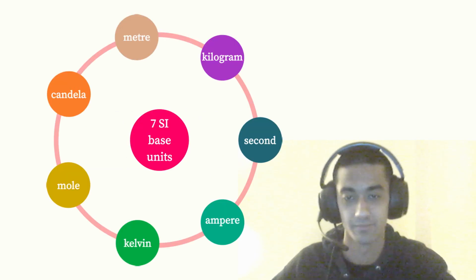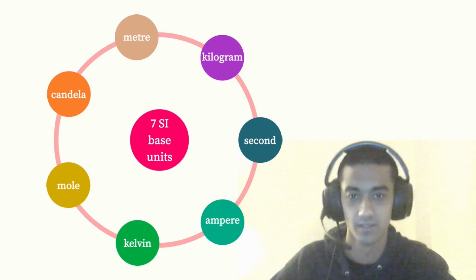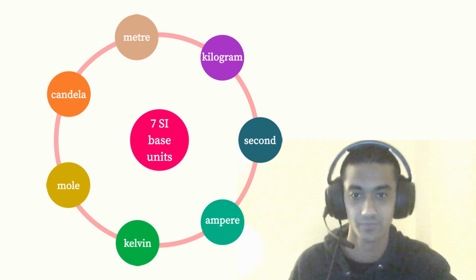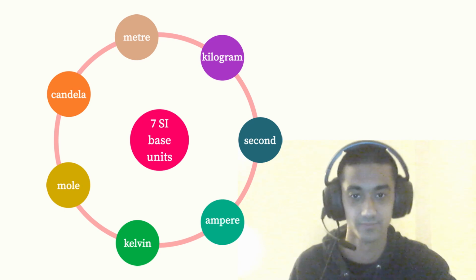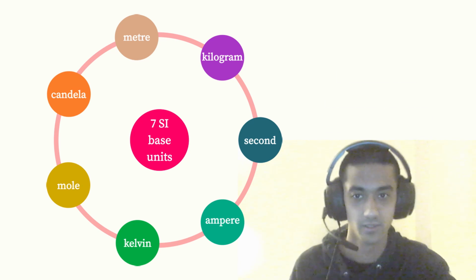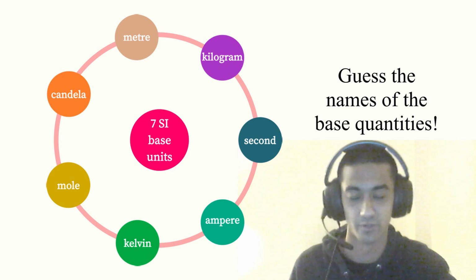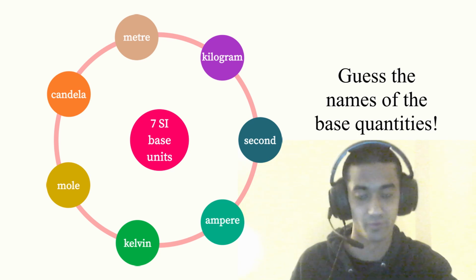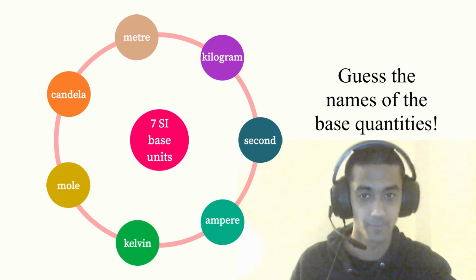Take a look at the 7 base units here. The beauty of this entire system is that it only requires the 7 distinct base units you see on your screen right now to derive any other unit. Now, I have a short quiz for you. I want you to pause the video for a minute here and guess the names of the base quantities that these units correspond to. I think you can get at least 4 of them. Ready? Go!